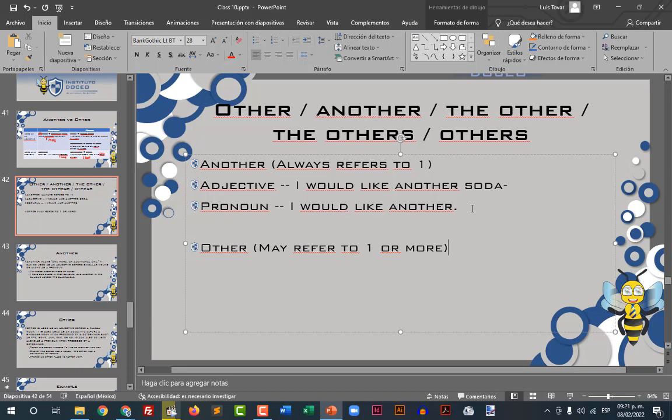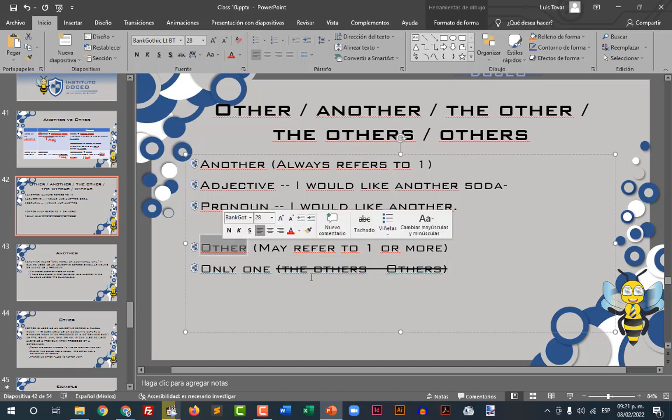Now, when we use other, other might refer to one object only or more. When we refer to only one, we will normally use, let's say here, only one. Obviously, we cannot use the words the others, nor the word others. If we refer to only one, we will only use the word other, not the others or others, okay?